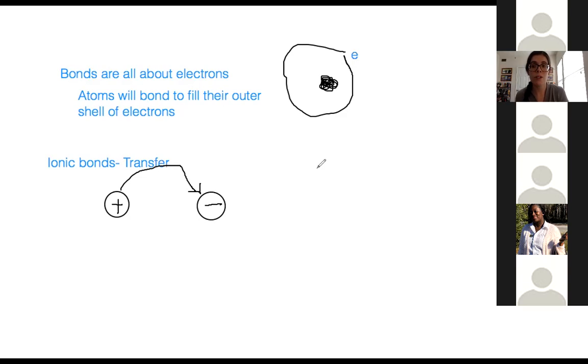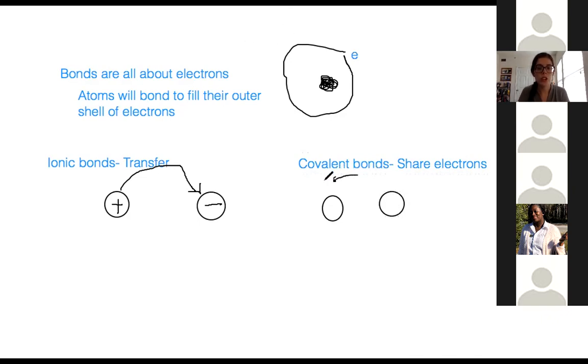I hope so. Again, if you have any questions, please stop me by unmuting yourself or putting it in the chat. Okay, so an ionic bond, we're going to fully transfer an electron. In a covalent bond, on the other hand, this is where we're going to share electrons. So instead of one atom fully passing it to the other, we're going to have one atom and a second atom, and they're going to share their electrons together.